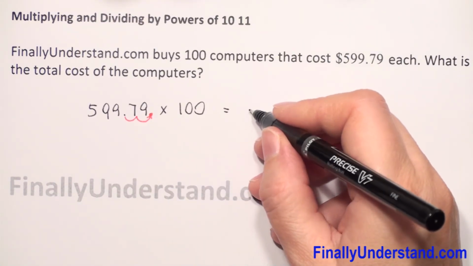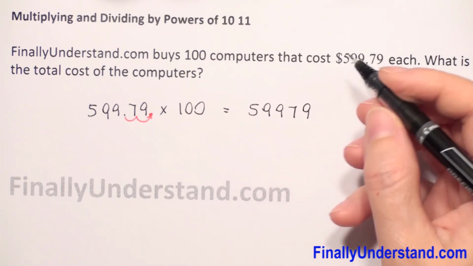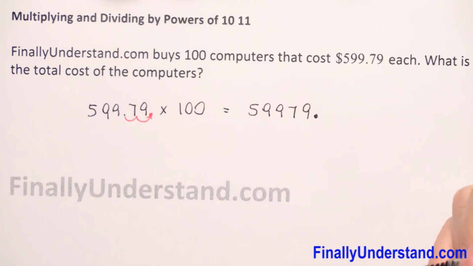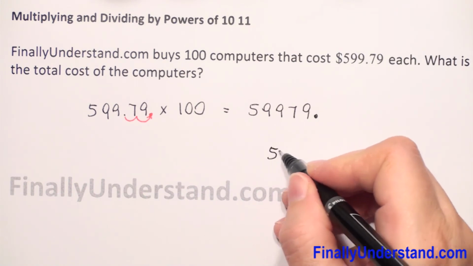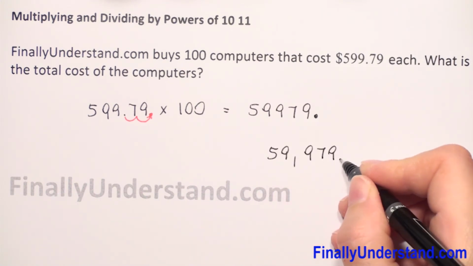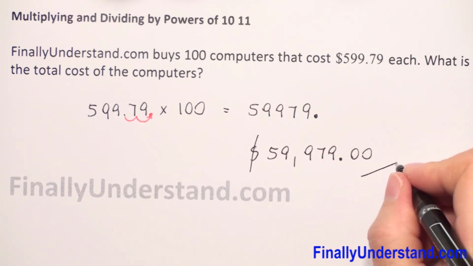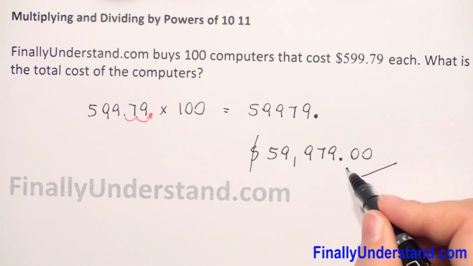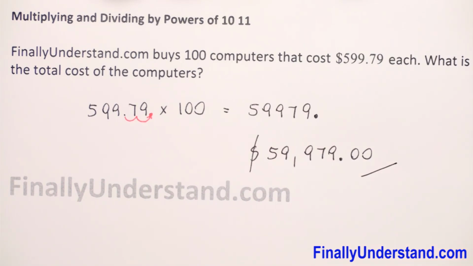So the solution will be 59979, decimal point. So the total cost of computers will be $59,979.00. After the decimal point, we can always add zeros because this is the price. So we see that the cents we have 0 cents. This is my solution.